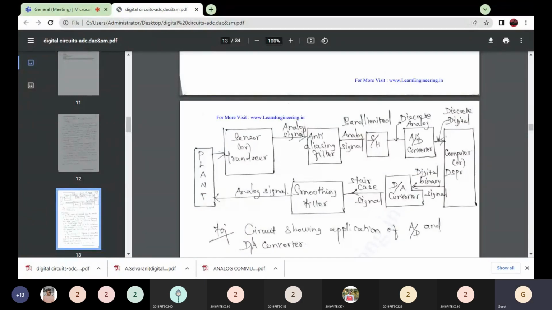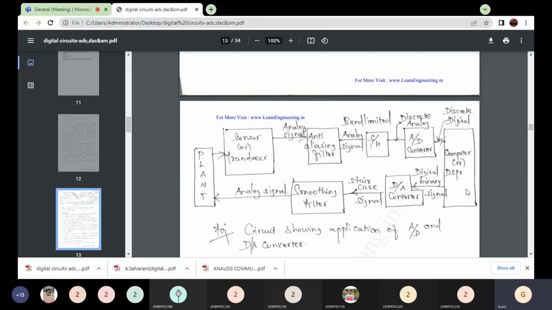This discrete form is again an analog signal, which is converted into digital form using the analog to digital converter. So here we get the digital signal, and that signal is going to be processed. The processing depends upon our application; based on the application, we process the signal.